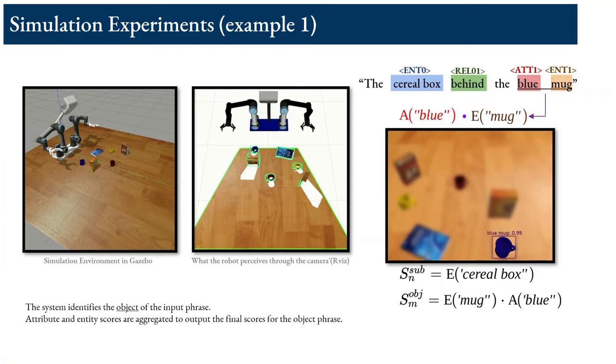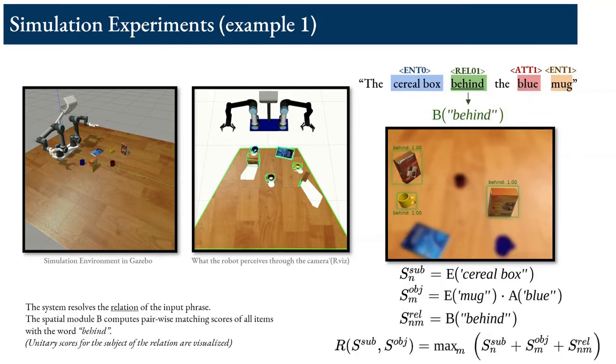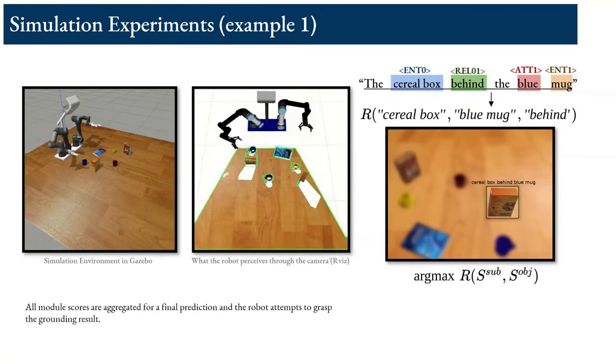mug. A third module, responsible for grounding words describing spatial relations, produces a pairwise score for each object pair, and the relation word, behind. The visualization here displays all outputs that have high scores for being behind another object. Scores for grounding all three semantic roles in the phrase, subject, object and relation, are summed, and the item with the highest score is given as target goal for grasping.